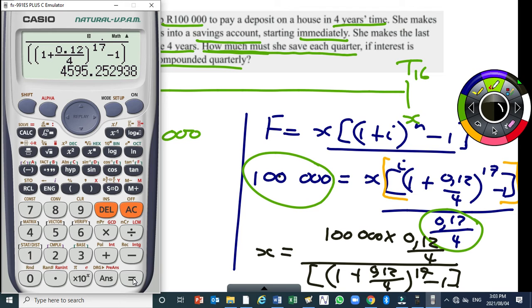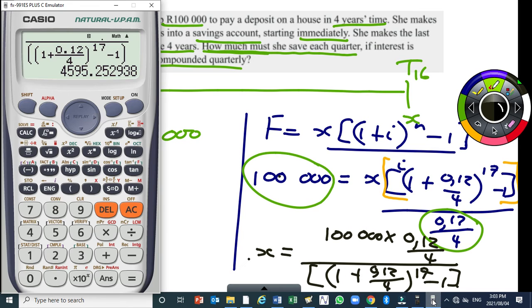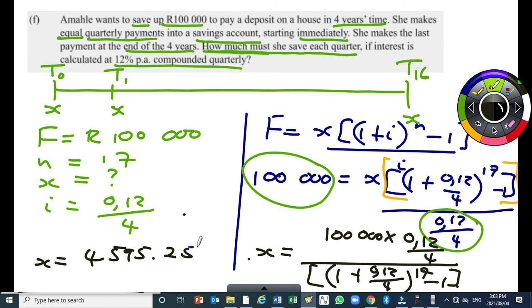Okay, avoid that. All right, so it's 4,595. Okay, right, let me write it down here. X will be equal to 4,595. The cents, we have got 25 cents. So, and 25 cents. So, this is obviously money.